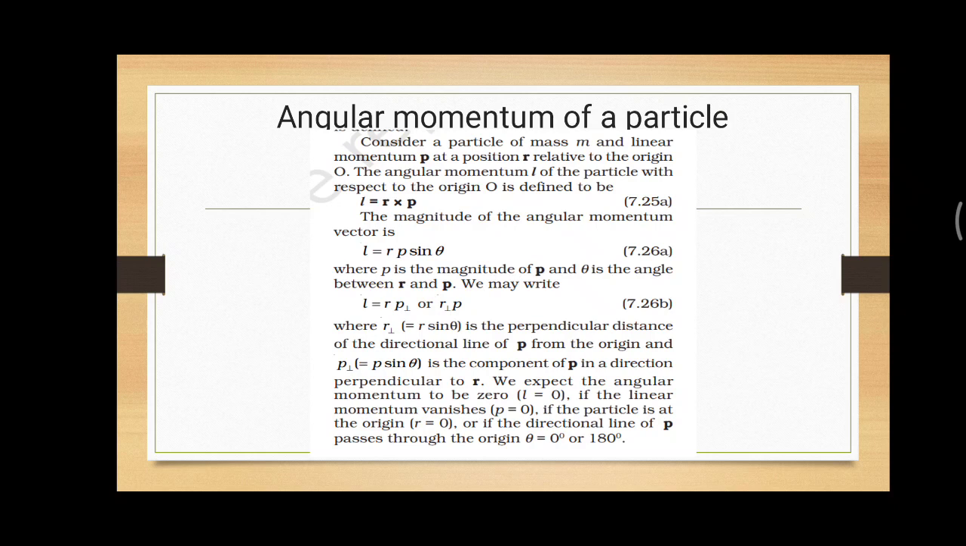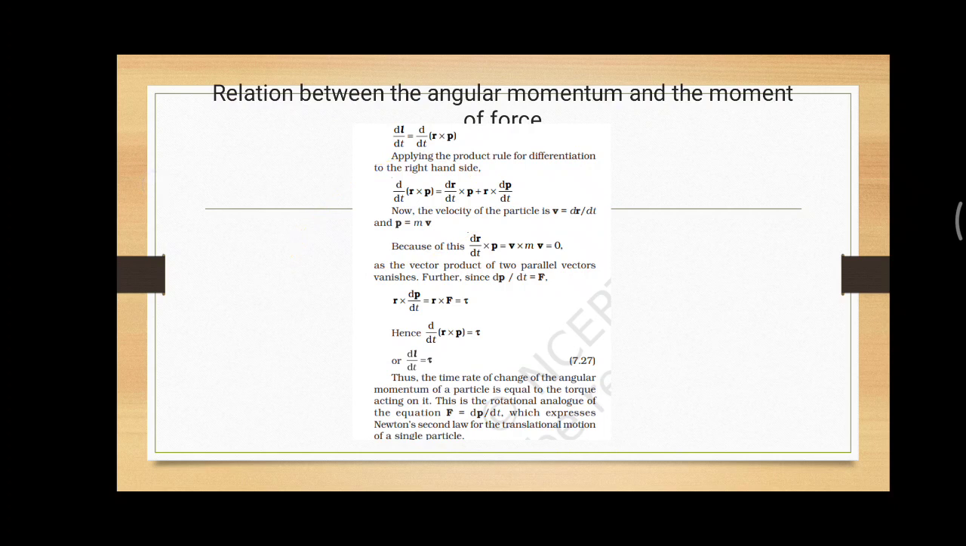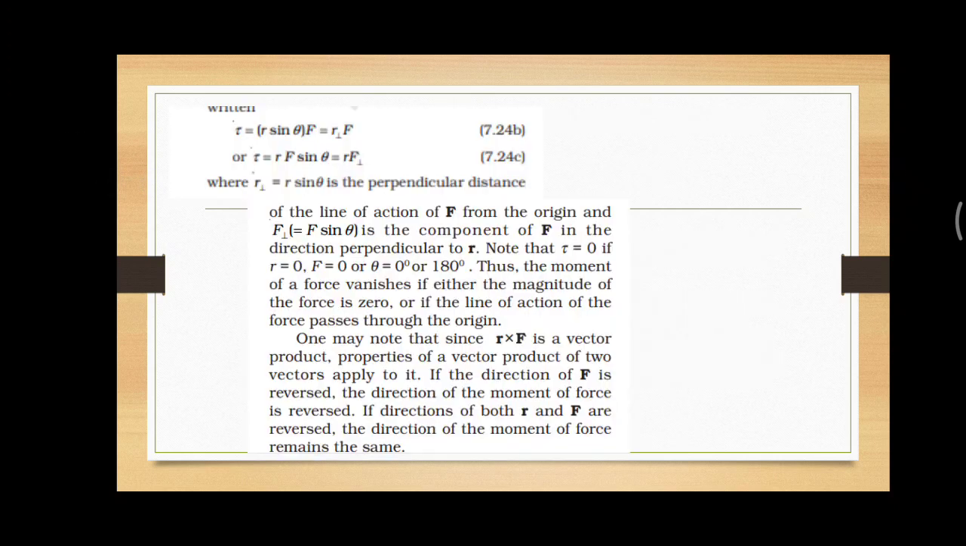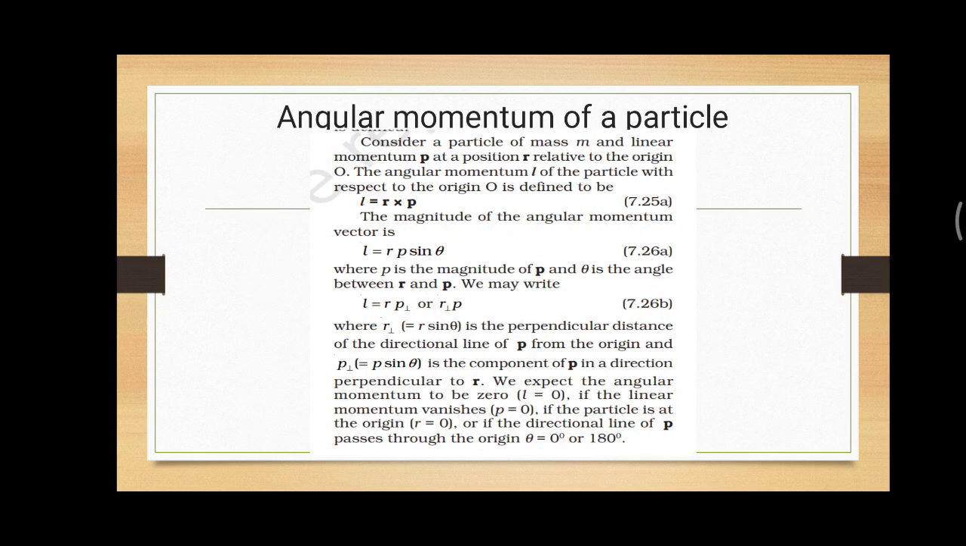So here the angular momentum is represented by the term L. So L will be equal to r cross the linear momentum, where in the case of the torque it was r cross the linear force. Here it is r cross the linear momentum, r cross p. R cross p is actually the angular momentum L.